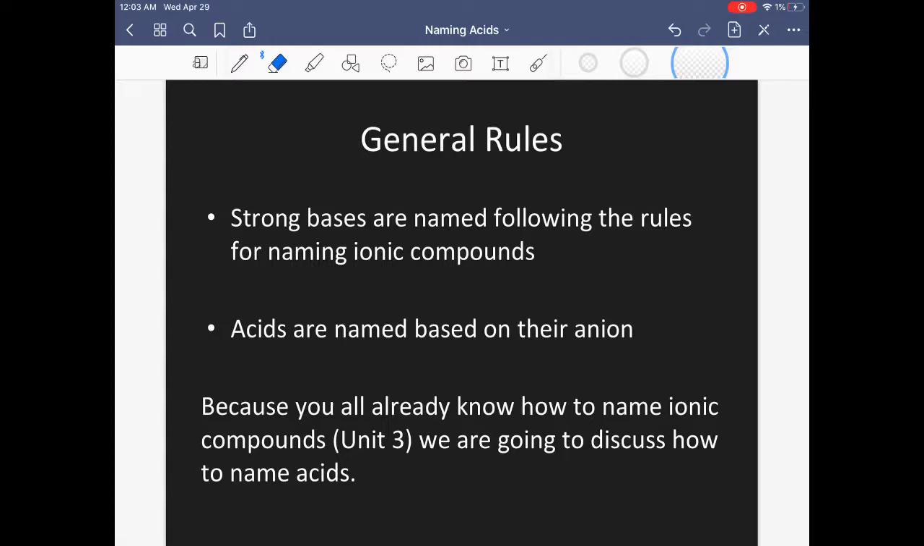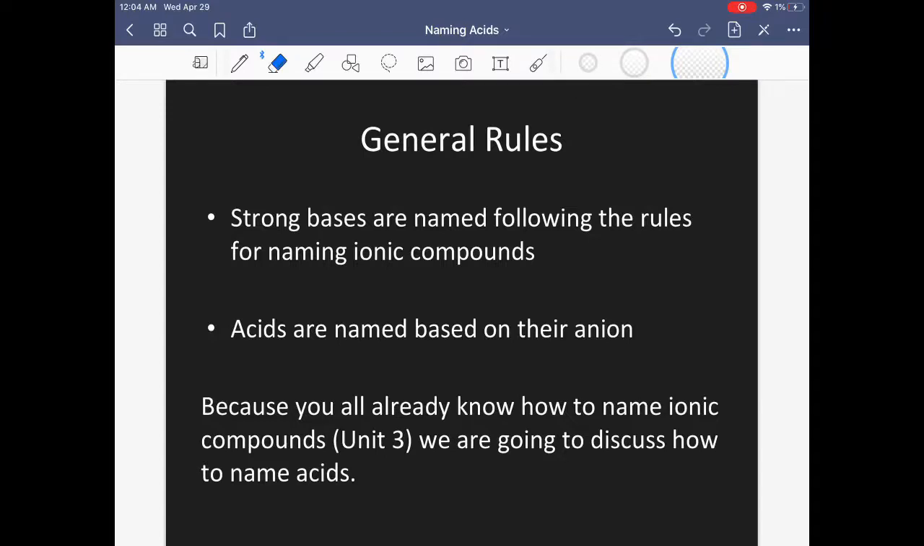For most of our strong bases, those are all going to be named following just the basic general rules for naming ionic compounds. Remember, you have your cation and your anion. Change the ending of that anion to "ide." For instance, sodium bromide, things like that. All right. Acids are going to be named primarily on their anion, so the negative part of that ionic compound.